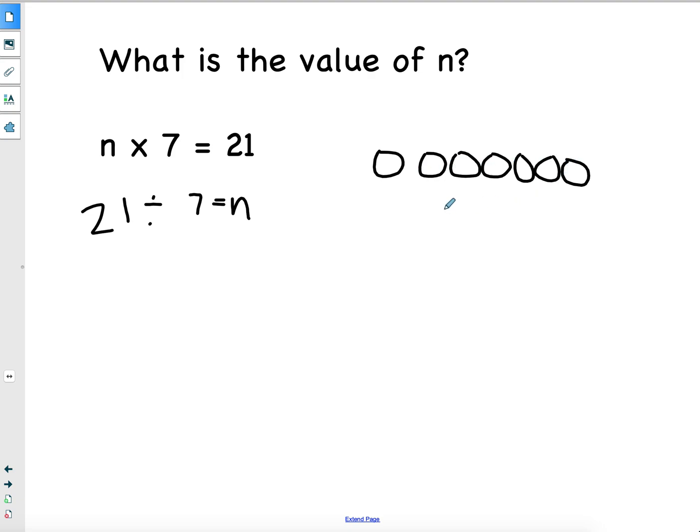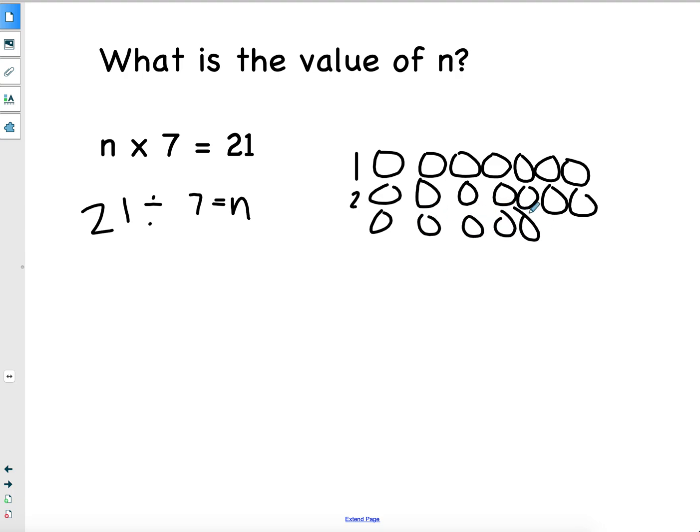So I have 7. That's one group. So I want to keep adding groups of 7 until I get to 21. 8, 9, 10, 11, 12, 13, 14, 2 groups, 15, 16, 17, 18, 19, 20, 21, 3 groups. So I know now that n equals 3. 3 times 7 is 21, or 21 divided by 7 is 3.